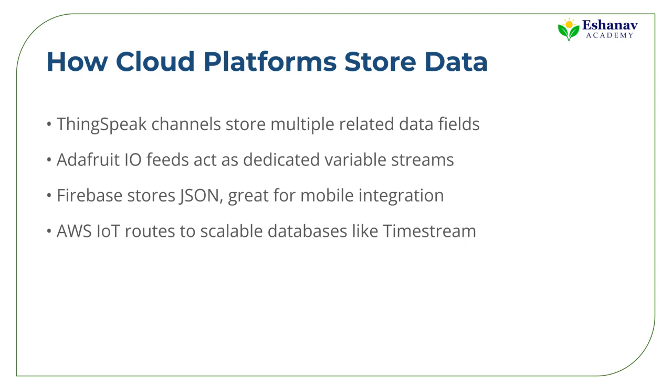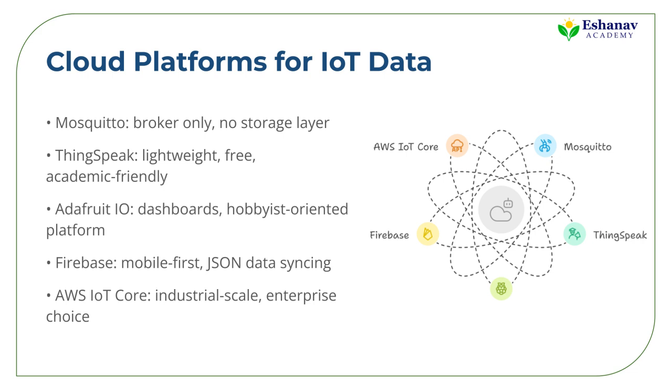For instance, free ThingSpeak only lets you log every 15 seconds, push faster and your data gets throttled. That's why you need to ask, does this platform just need to log values, or will I later analyze and predict from it? Here's a quick comparison of popular platforms.